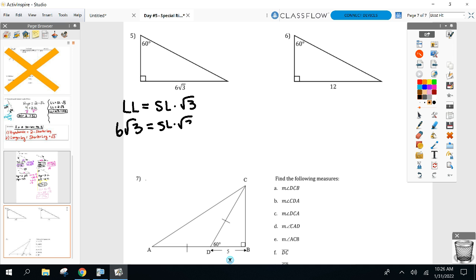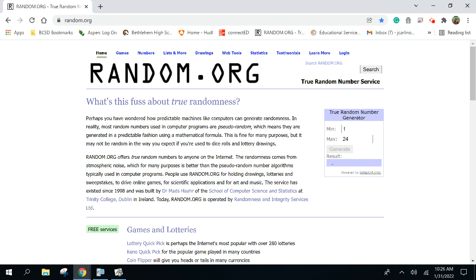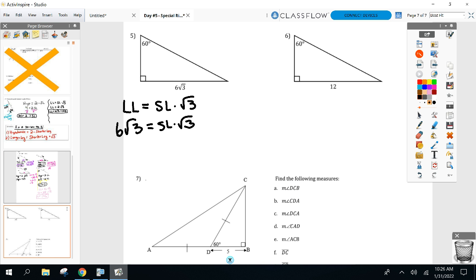How are you going to get rid of the radical 3 now to get to the shorter leg? How do I get rid of that radical 3? You can divide. Just like we've been dividing by 2, you can divide by radical 3. And what happens on the left side? I got radical 3 and radical 3, so they're gone. Divide them out. So your shorter leg is how long? 6, perfect. And then hopefully that makes your hypotenuse go even quicker.